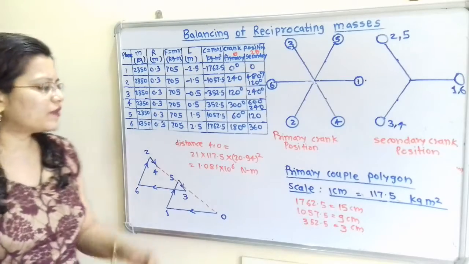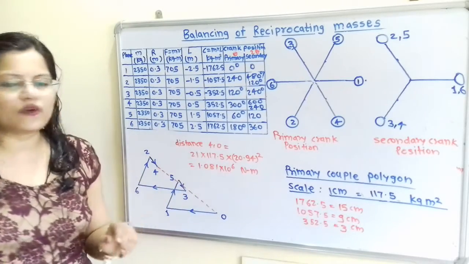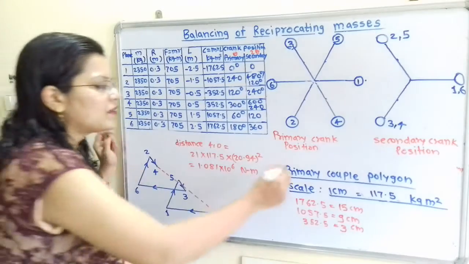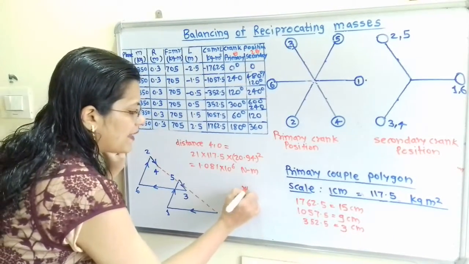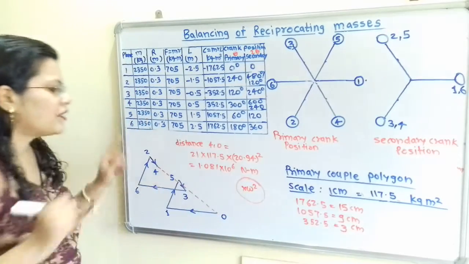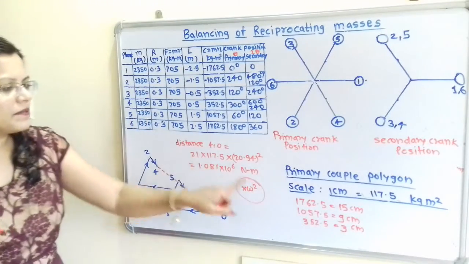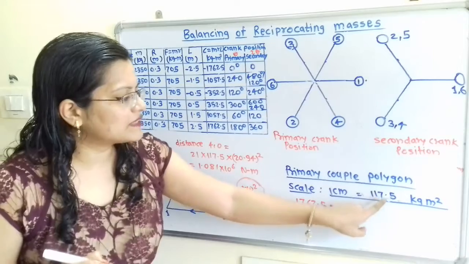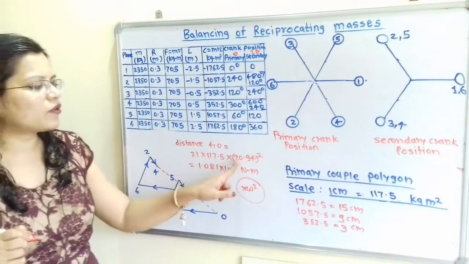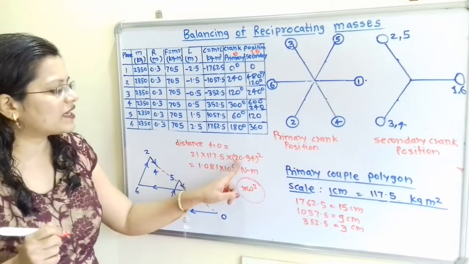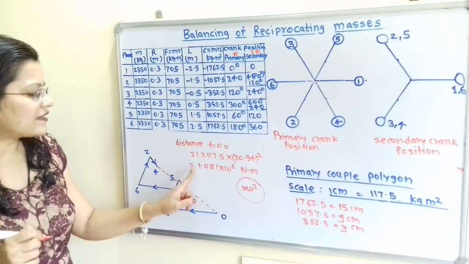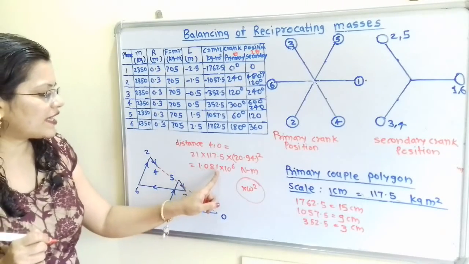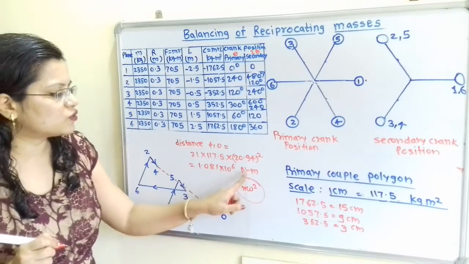For that we have to multiply with omega square. So remember, to calculate primary unbalanced couple, multiply with omega square. So here 21 multiplied with scale 117.5, multiply with omega, we have calculated 21.94 square. So when we calculate, answer is 1.081 into 10 raised to 6 Newton meter.